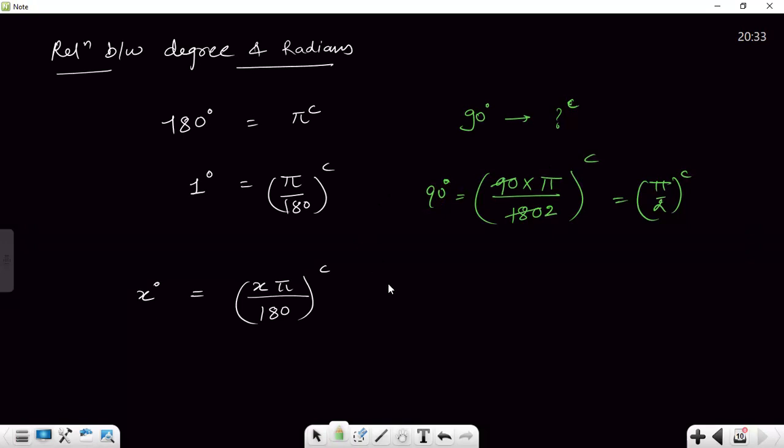So whatever number of degrees you have, just multiply it by pi and divide it by 180, and you will get the radians. That's the formula for converting any degree into radian. Is that clear? Yes, sir.